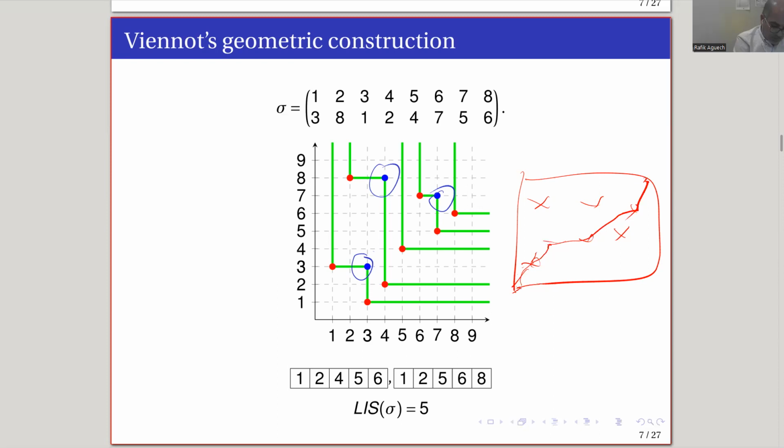Because this random walk has altitude on average around log n. It's not the square root of n. Exactly. So certainly it's not the same problem.